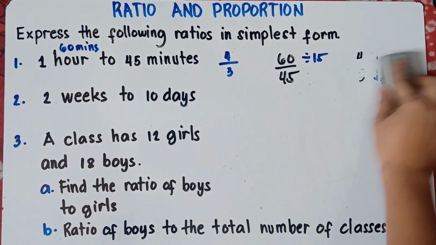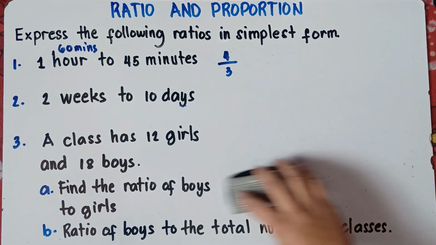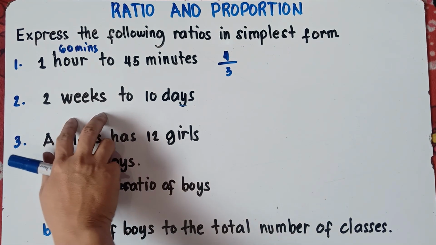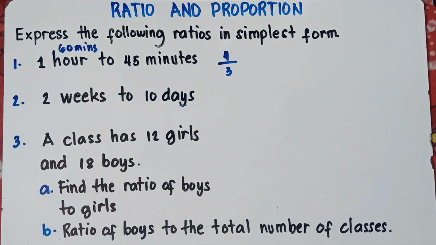Alright, let's try number 2. So what if we have 2 weeks to 10 days? Check once again if the units are the same. Nope, it's not. The units are not the same. So we need to convert these weeks into days. So how many days, class, in 2 weeks? Okay, 1 week is equivalent to 7 days.